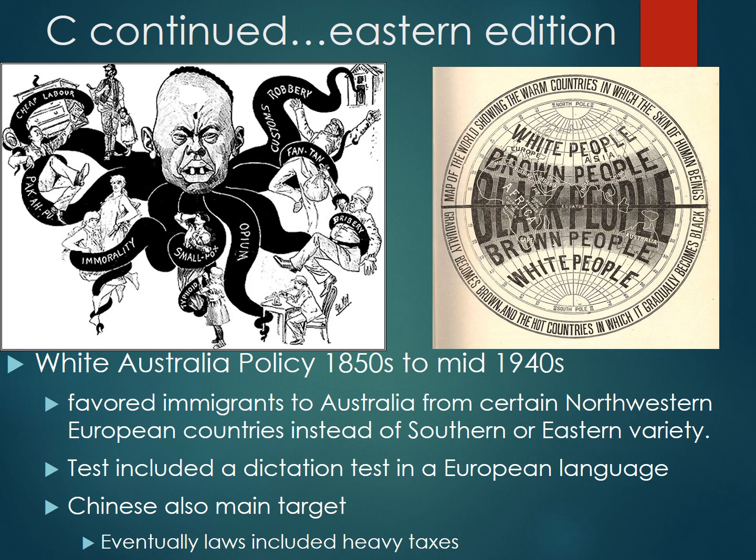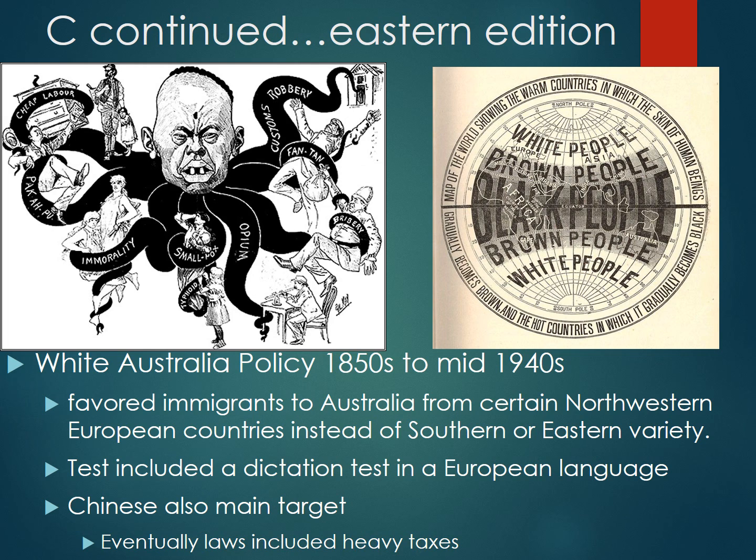And Chinese as well. Huge Chinese bigotry here. There's even a dictation test where you have to write something in a European language, and typically that language is of the Northwest variety, so groups that can't write it and pass that test don't get to come in. The Chinese are the main target. You see laws including heavy taxes put on them. Those heavy taxes can't be paid, and therefore these poor Chinese migrants can't go over.